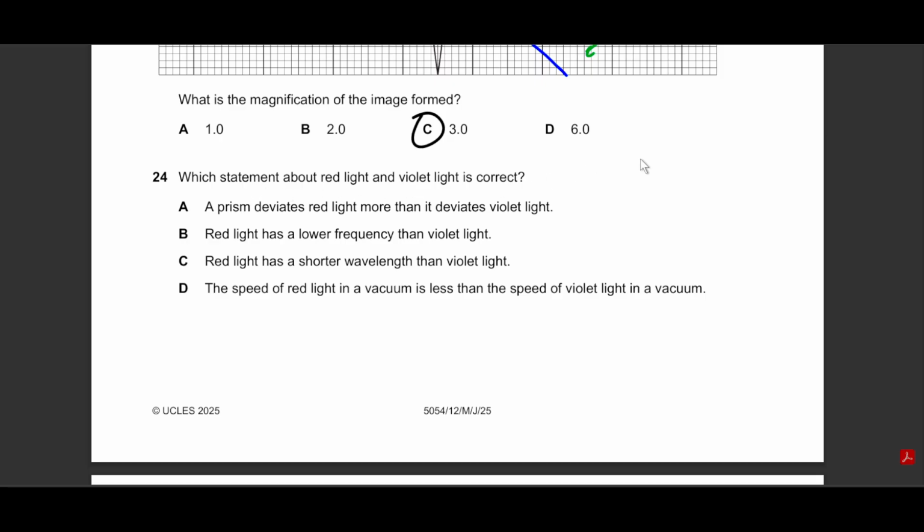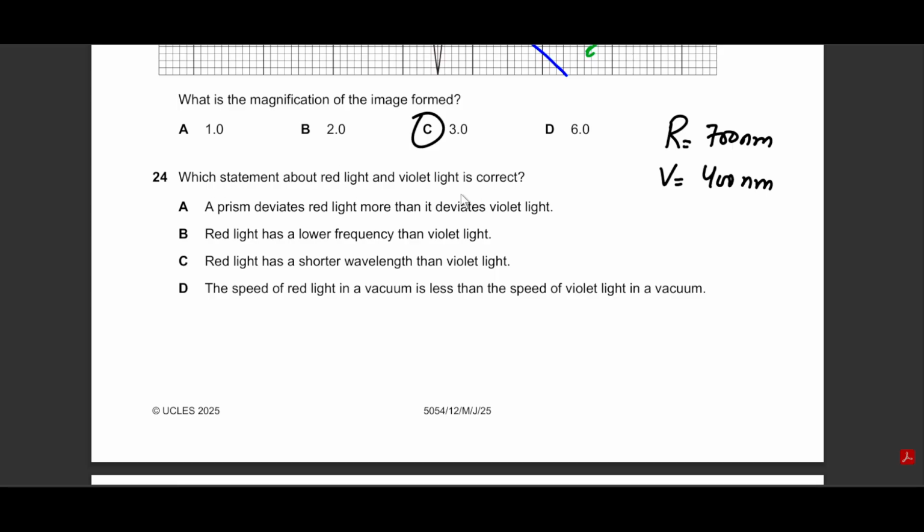The statement of red and violet is correct. You see, I've also mentioned this, that the wavelength of red light is 700 nanometers, and you're supposed to memorize this because you will find questions like this in the past papers. And if you don't memorize them, you won't be able to solve these questions.